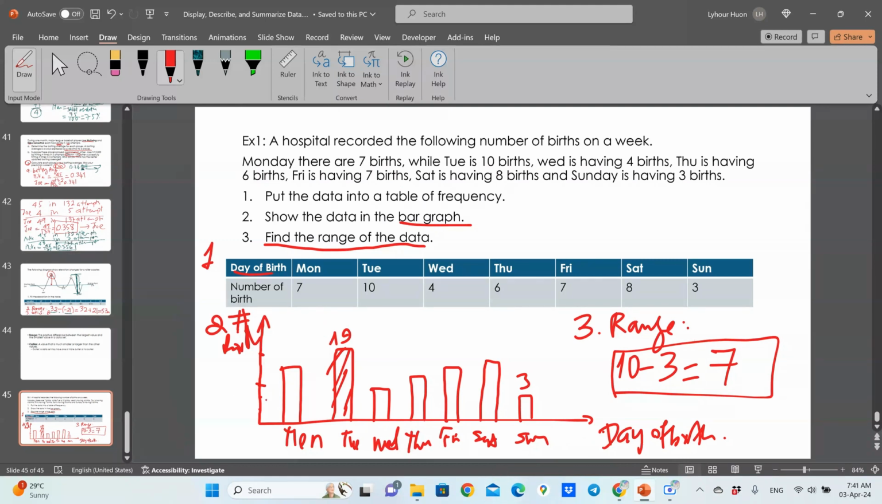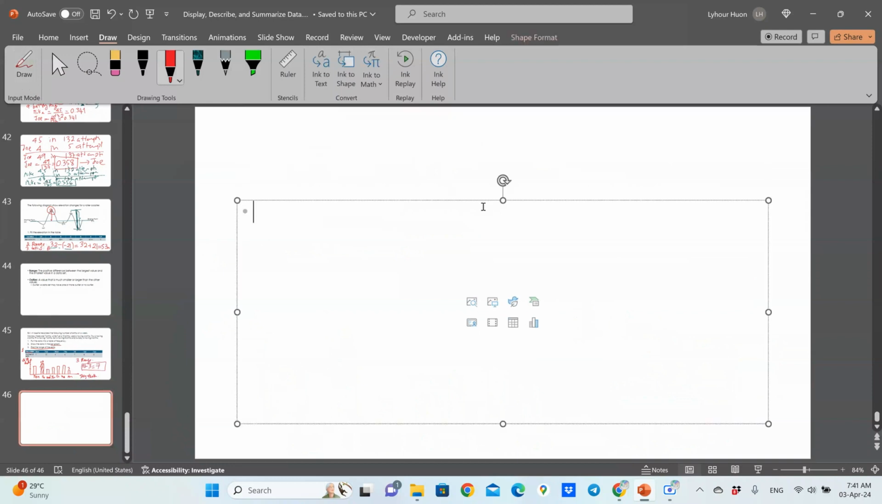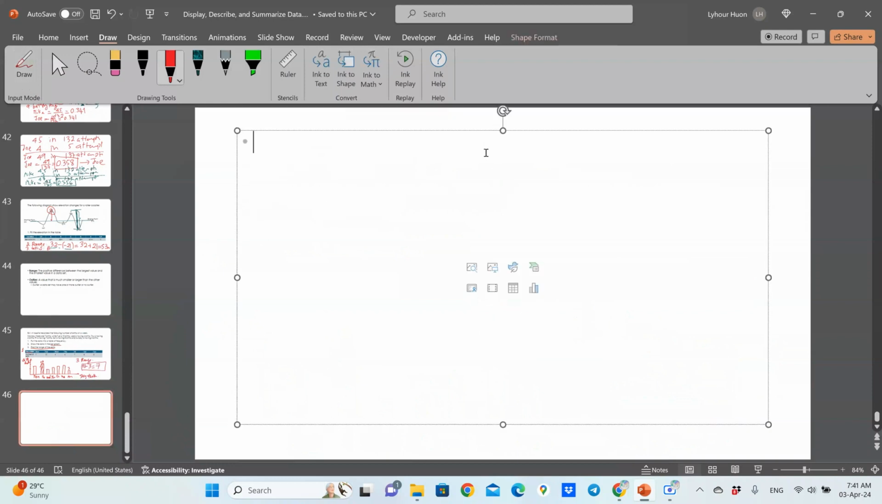Example 1 done. Let's do example 2. Let me rewrite number 2. Number 2 will be similar to example 1. This is a little bit long. In the 1985 to 1986 NHL hockey season.